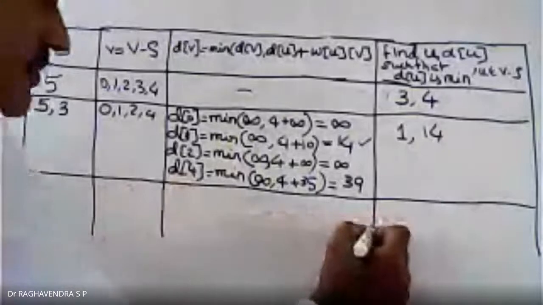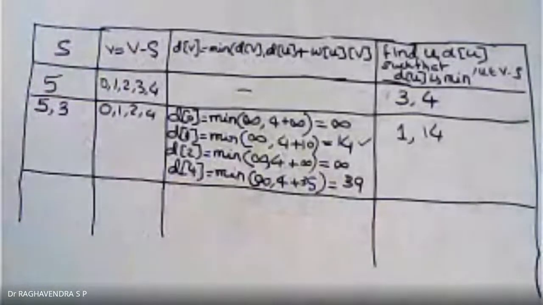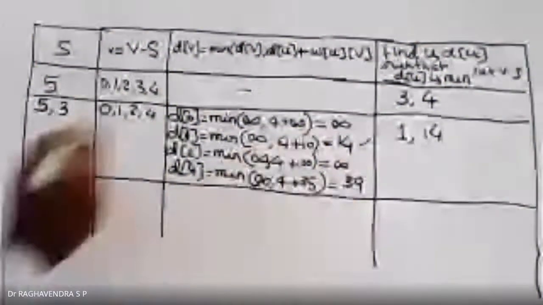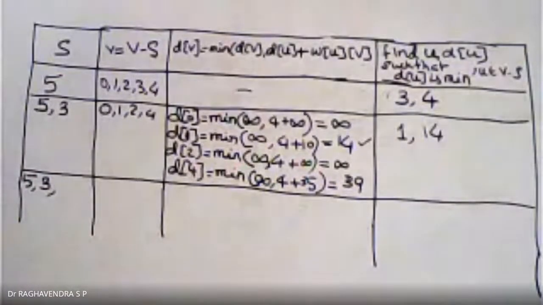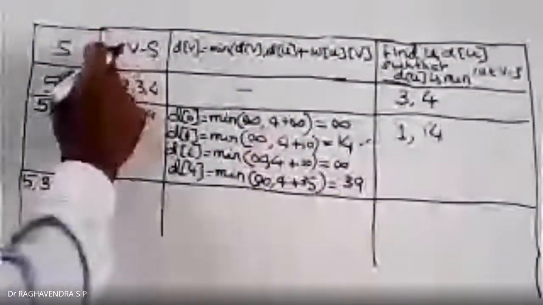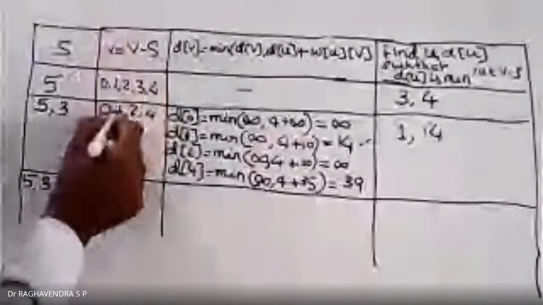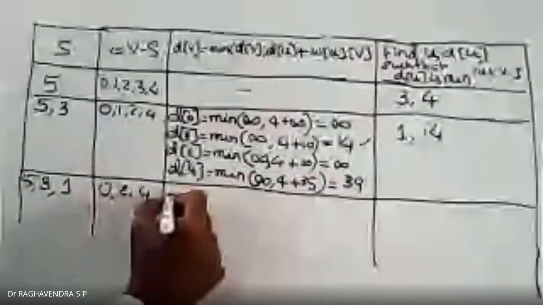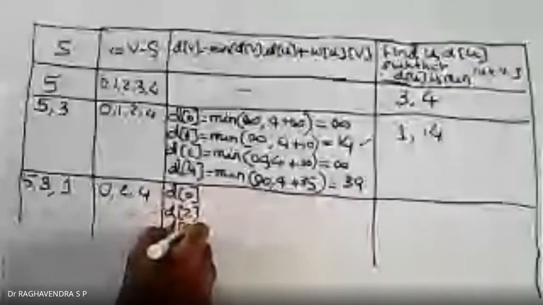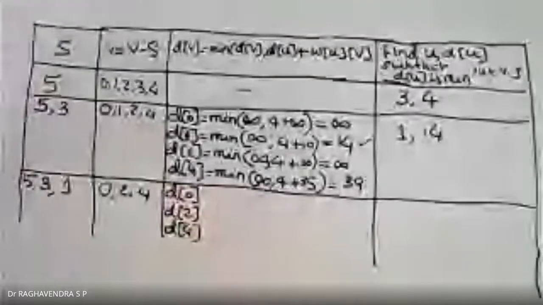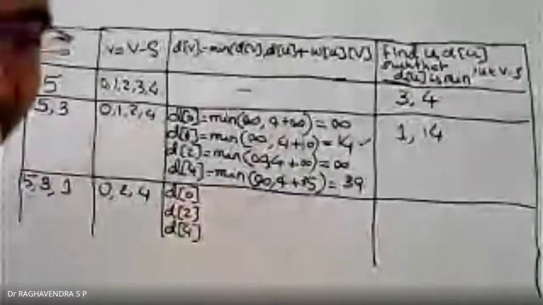So we go for the next step. Dear students, shall we go for the next step? Yes, sir. Fine. Now the source visited, look, 5, 3, and next which one have we visited? 1. So V is equals to V minus S. In this only 1 is removed, what remains? 0, 2, 4. That means we have to find d of 0, d of 2, and d of 4. Is that right? Yes, sir.